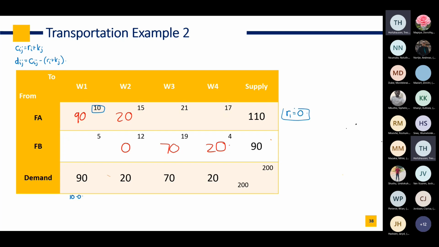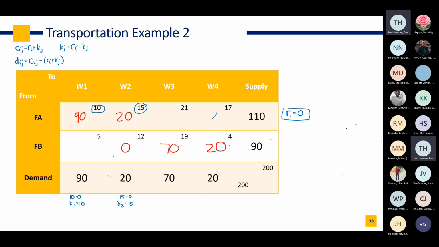Remember, we just do that. We have Kj is equal to Cij minus Ri. And we go through the working out. So we work out all our Ks. Then we have 15 minus 0. K2 is equal to 15. We don't do this one because it's empty. Don't do that one because it's empty.